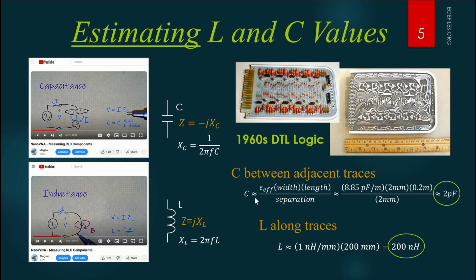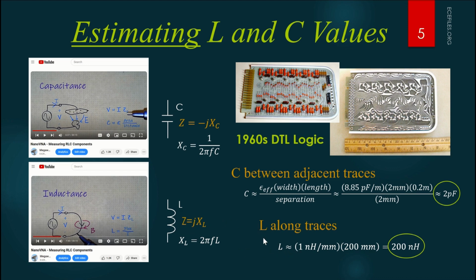We can still use as an estimate, C is approximately equal to the parallel plate capacitance formula, which is the permittivity epsilon effective here times the area of one trace versus the other trace. Well, the area is the length times the width, as it says, and the separation between them. And again, this could be off by a factor of 2, but I don't really care. When I work this out, I got 2 picofarads. So even if I'm off by a factor of 2, it's 1 picofarad.